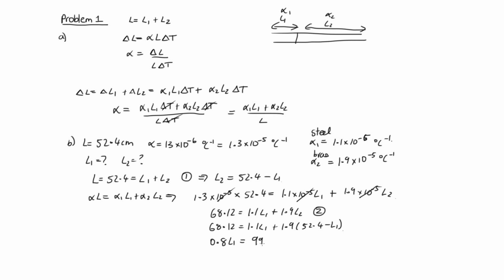52.4, which is 99.56, minus 68.12. So this is equal to 31.44. So now I can solve this, just divide by 0.8, and I get L1 is equal to 39.3 centimeters. So that's of steel. And then L2 is equal to 52.4 minus the 39.3, which is equal to 13.1 centimeters of brass. And that's how we solve that problem.